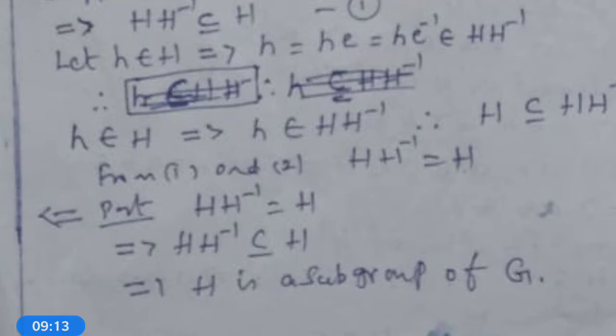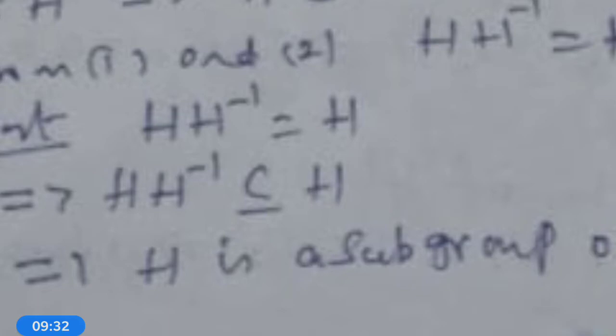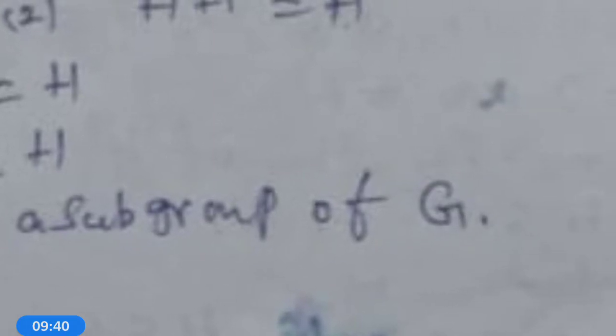Next, the implied part. What is the implied part? H H inverse is equal to H. When we say two sets are equal, one set is a subset of the other set. That is, H H inverse is a subset of H. So, H H inverse is a subset of H, then what is the result obtained in the previous theorem? H is a subgroup of G.